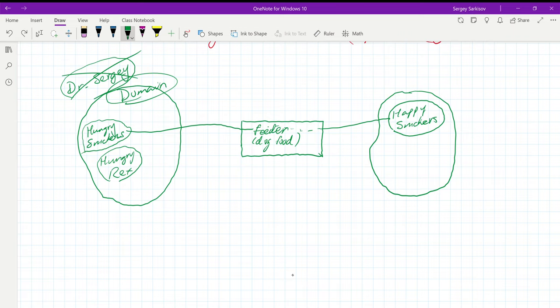Anyway, what about Hungry Rex? Well, maybe he's like some kind of bulldog, right? And he eats dog food, and then is he Hungry Snickers? Nope, right? We know what he's going to become. He's going to become a happy Rex. So we said specific, right? Rex will go to Rex. It's just hungry to happy.